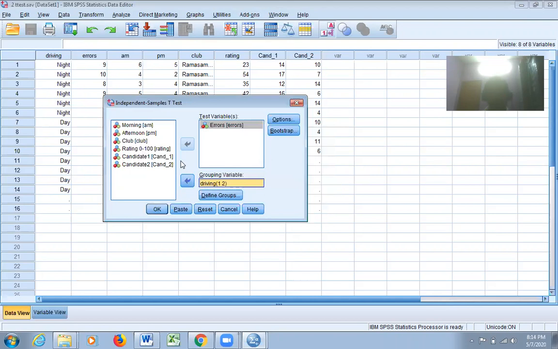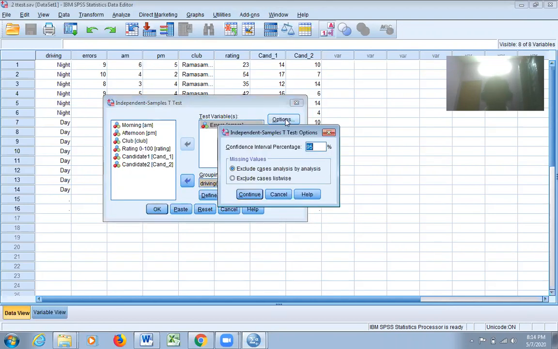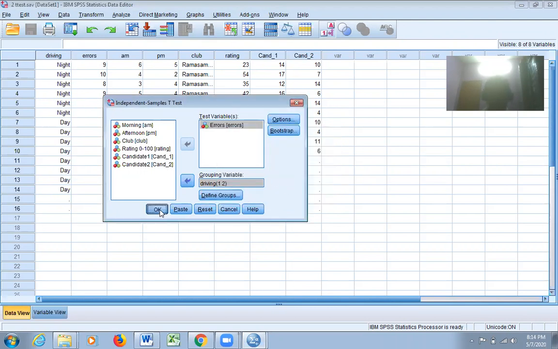Continue. Okay. Now click on options. Okay, you can check the confidence interval. Let it be 95 by default. Click on continue and click on OK.